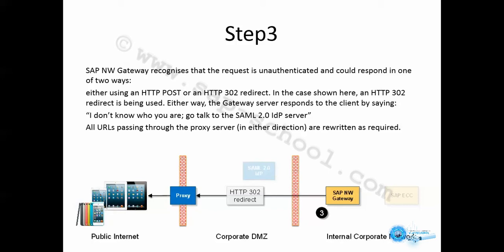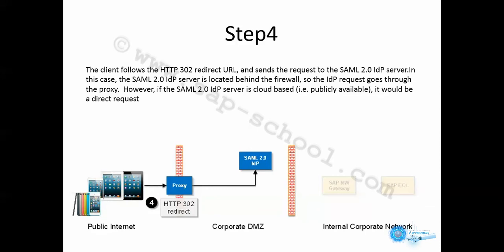Now, the SAML2 identity provider server challenges the client to identify itself. At this point, the SAML2 identity provider server can be configured to accept whatever form of authentication is required by the customer security standards. For instance, it can be basic authentication, it can be a form, or it can be an X509 certificate. So my identity provider is sending a question like, who are you, to the client. The client responds by supplying the required credentials, and it can be an X509 certificate.